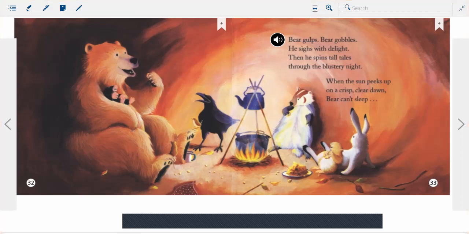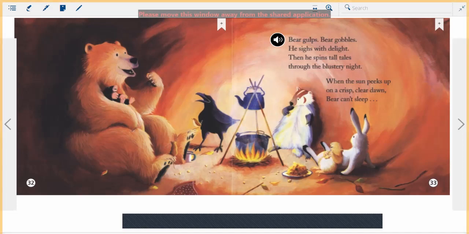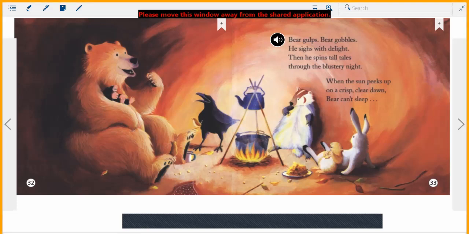All right, in this picture, I see the animals having fun together. In my mind, I can picture the warm fire and the smell of the stew. So this helps me understand why they're having fun.